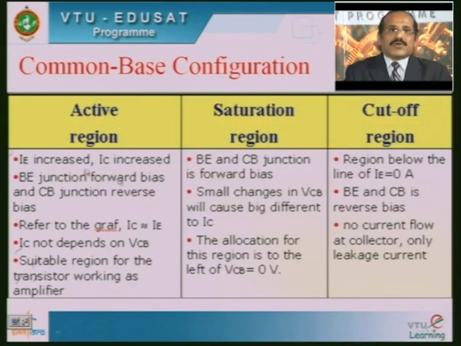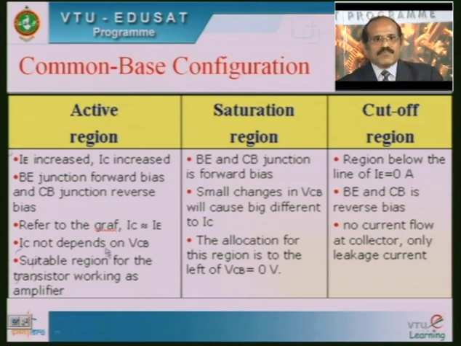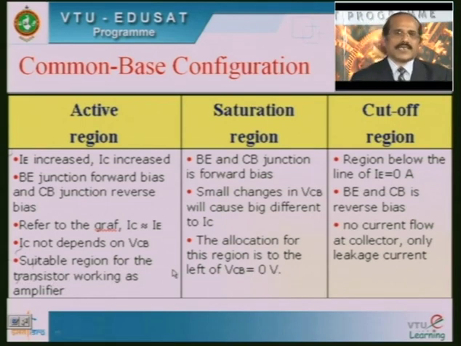So these are the three regions we defined in the case of the common base configuration: active region, saturation region and cutoff region. In the active region, the input junction is forward biased and the output junction is reverse biased. Here IC does not depend on VCB, because we have a flat current plot. Therefore, this is the suitable region used for the transistor as an amplifier.